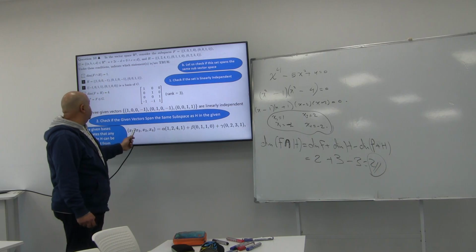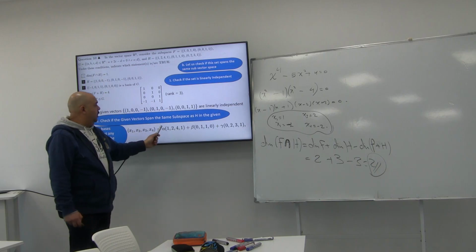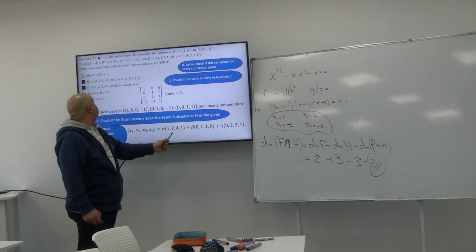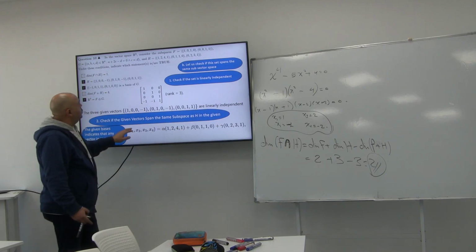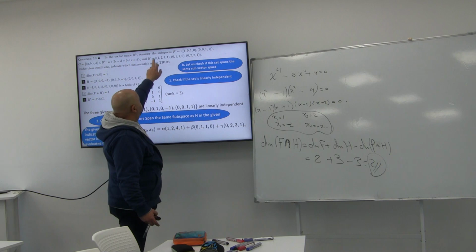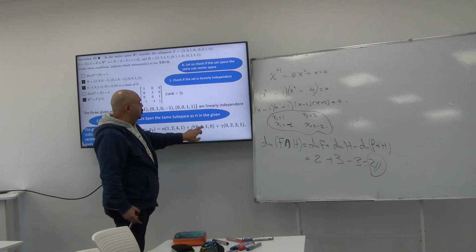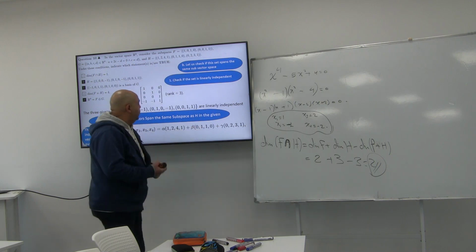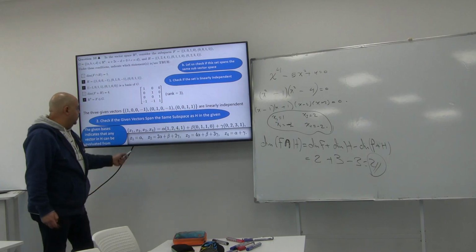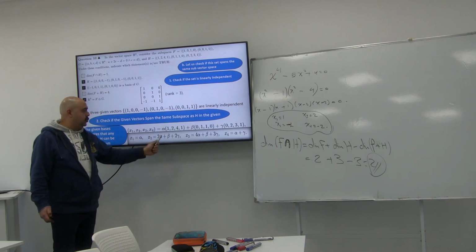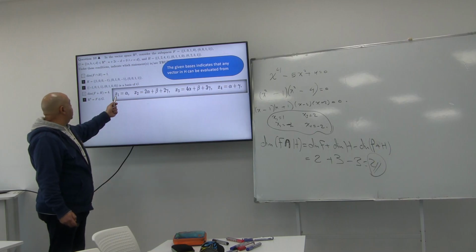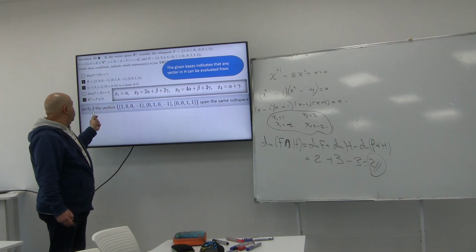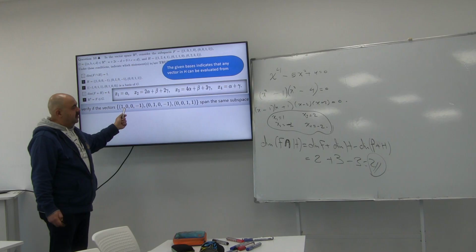So x1, x2, x3, and x4 will be alpha times the first vector, which is 1, 2, 4, and 1. This is for H. And beta for 0, 1, 1, and 0, and gamma for the third vector. These are the values of x1, x2, x3, and x4. Okay, this is the given set. Once more, verify if the vectors can span the same subspace.